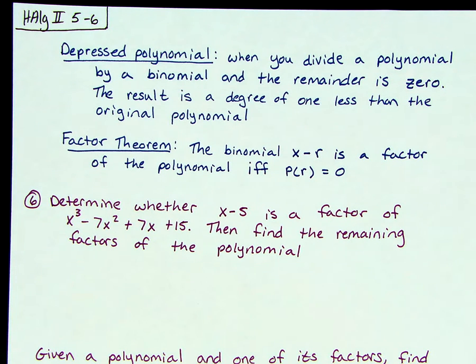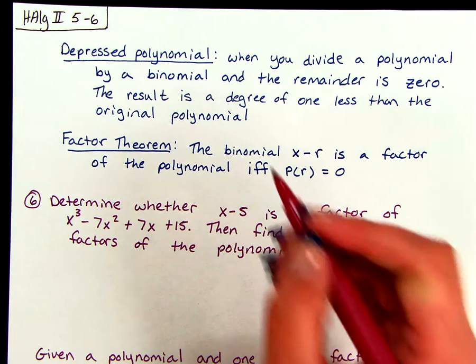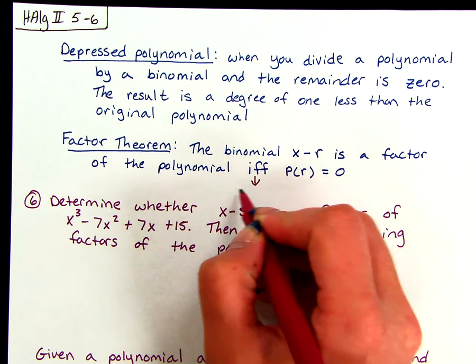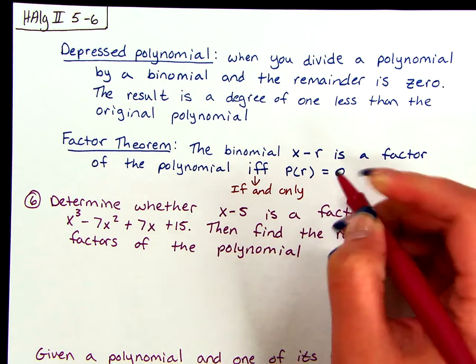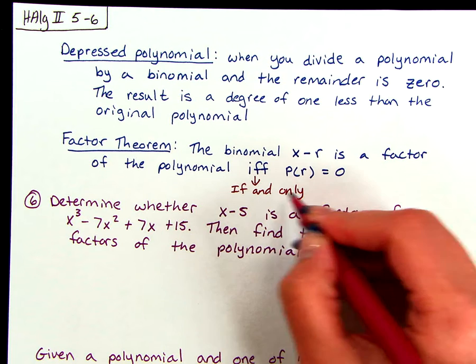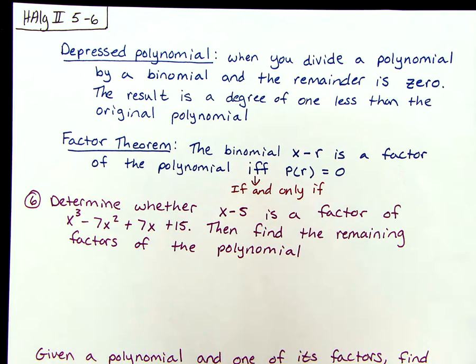The next definition, the factor theorem, says the binomial x minus r is a factor of the polynomial, and this is not a typo. This means if and only if. So that's the abbreviation for it. So if and only if p of r equals 0. So basically what that's saying is we're going to either use synthetic division or we're going to evaluate. If we get a remainder of 0, what we divided by is a factor. If we don't, then it's not a factor.